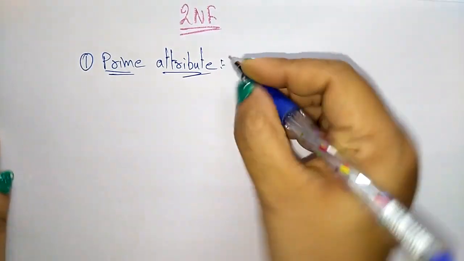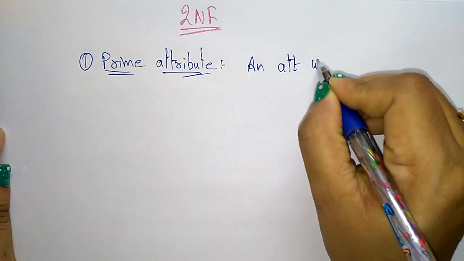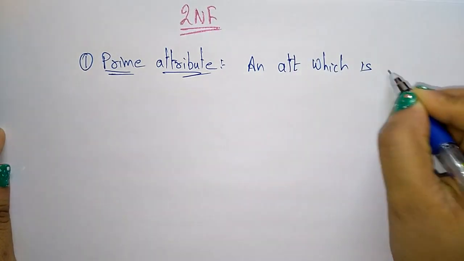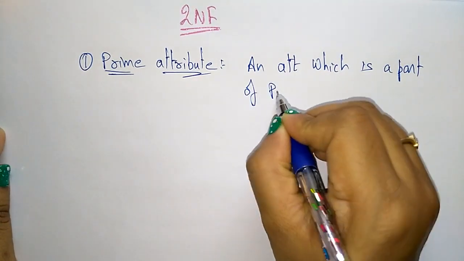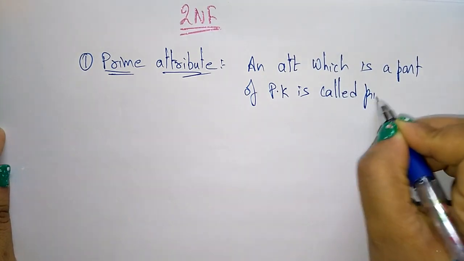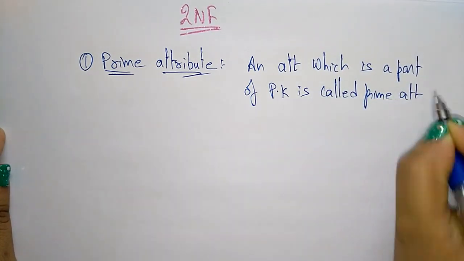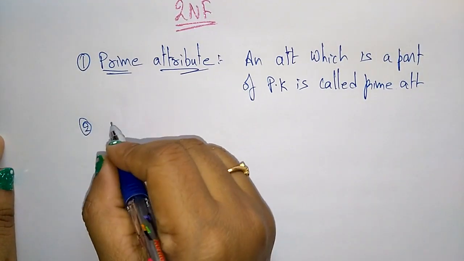Prime attributes are nothing but an attribute which is a part of the primary key, and that is called a prime attribute. So which is a part of a primary key is a prime attribute. Then what about the non-prime attribute?